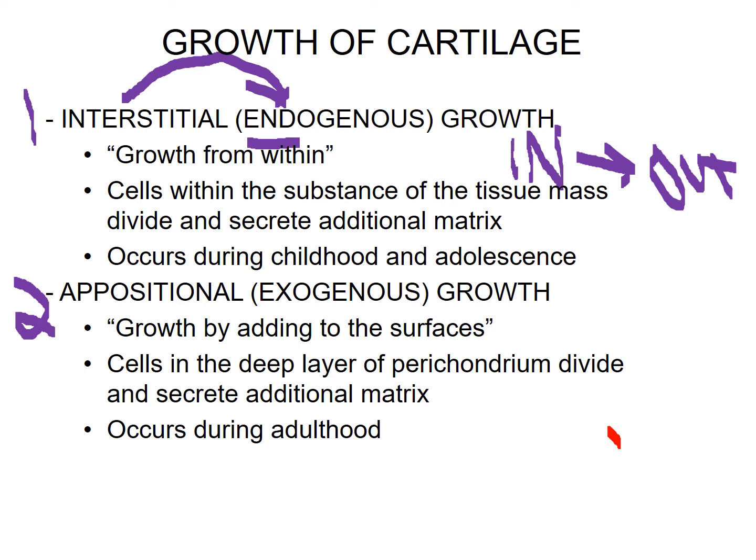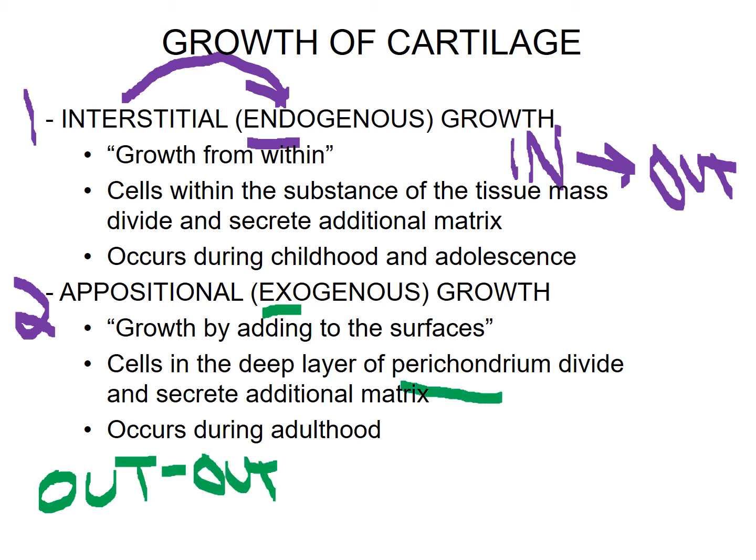Once we become an adult and we continue to be an adult, we go through this other type of cartilage growth called appositional growth or exogenous. And exo obviously meaning outside, right? So this is basically growth from the outside out. So we have something called the perichondrium. Remember, the periosteum is just the outside of bone tissue, all those collagen fibers. The outside of cartilage tissue is called the perichondrium.